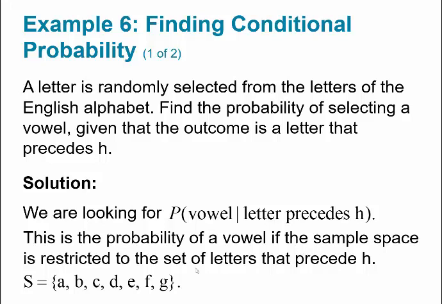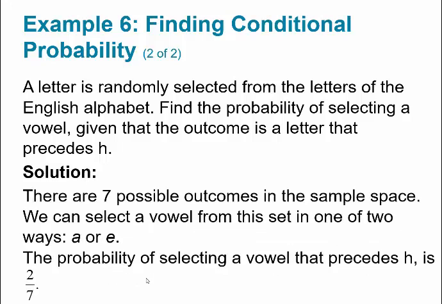set of letters that precede H, which are the letters A, B, C, D, E, F, and G, because these precede H. So there's 1, 2, 3, 4, 5, 6, 7 letters in here. So now you need to figure out what's the probability of a vowel from these letters here. Well, there are 7 possible outcomes in the sample space. So we can select a vowel from this set in one of 2 ways. You can get A or E. So the probability of selecting a vowel that precedes the letter H is just 2 out of 7.